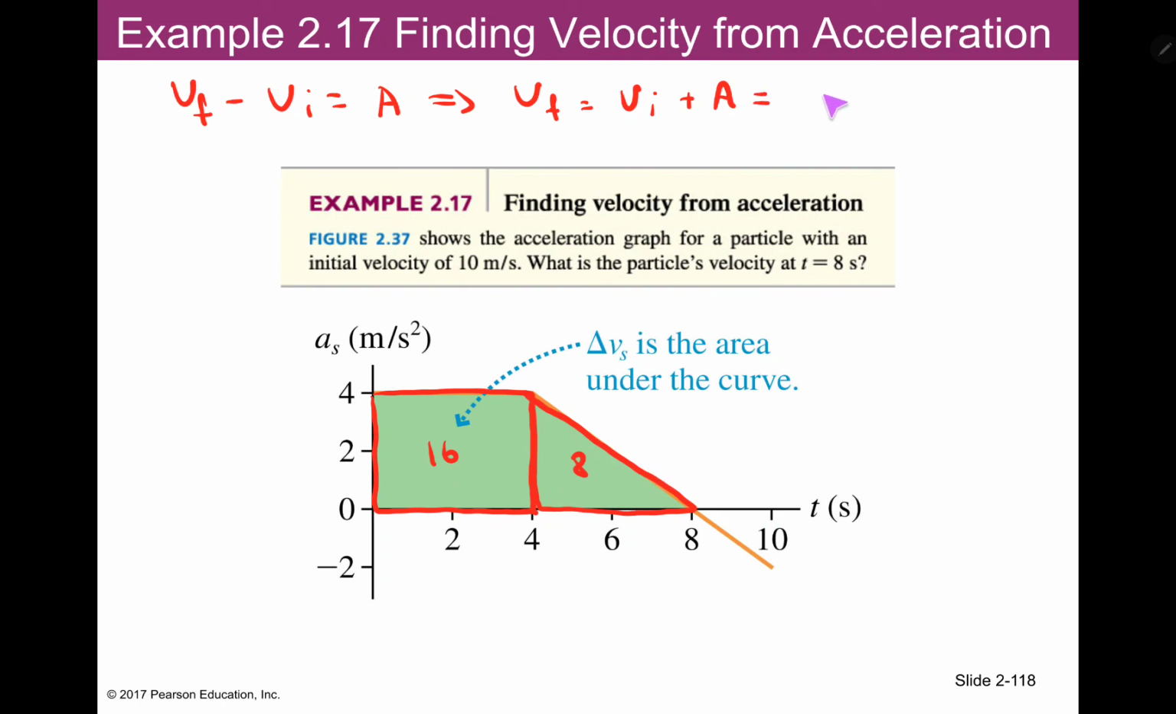So initial velocity equals 10, 10 plus 24, the answer will be 34. Final velocity will be 34. So sometimes we can use these kinds of methods.